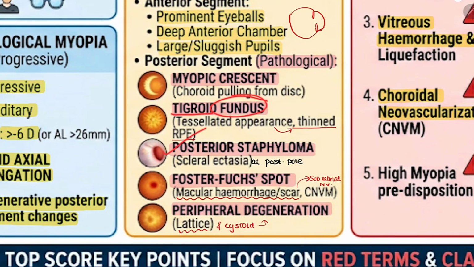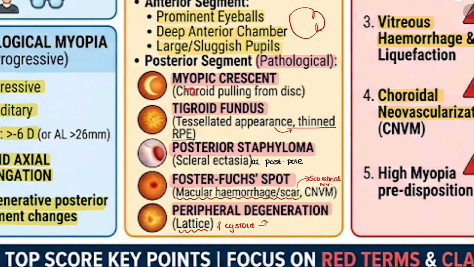Then there is posterior staphyloma, that is due to scleral ectasia in the posterior pole. The sclera in the posterior pole gets ectasia, and that will result in posterior staphyloma. Then we can see Fuchs spot. It is actually due to macular hemorrhage due to subretinal neovascularization. Macular hemorrhage results in Fuchs spot. Then we can see degenerations like lattice degeneration and cystoid degeneration.